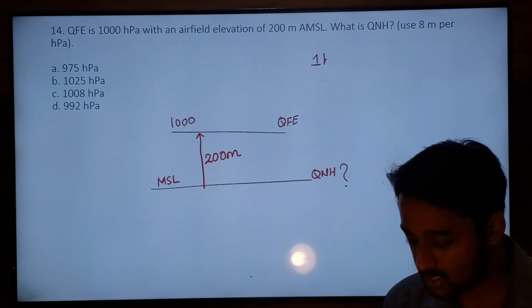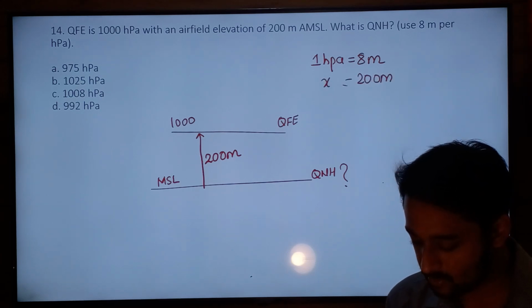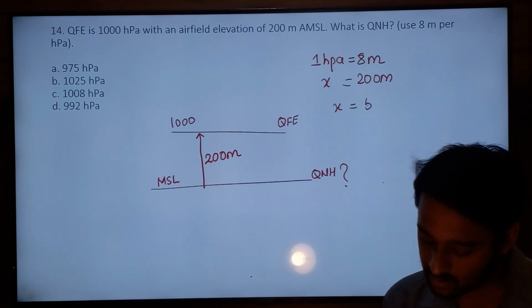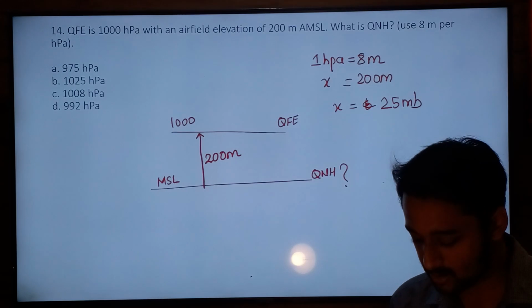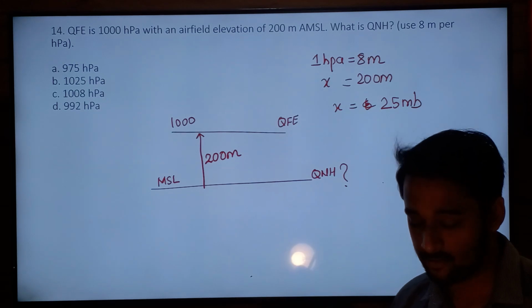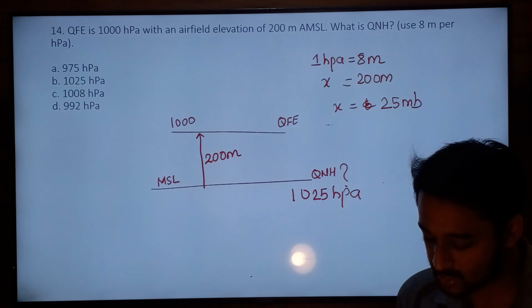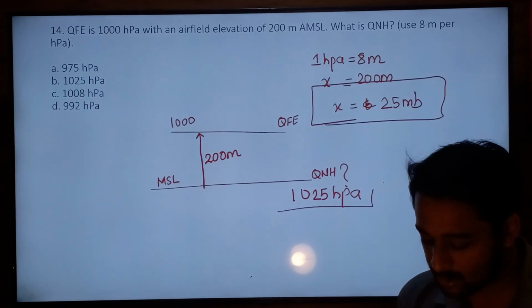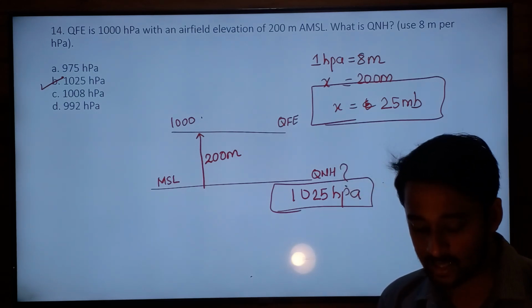One hectopascal is 8 meters. So 200 meters will give a pressure difference of, 8 2s are 16, 8 5s are 40, so 25 millibar. So QNH will be more than QFE because it is below QFE. So 1025 hectopascal. Simple. This is the pressure difference, and you add that pressure difference to QFE. So 14 is Bravo.